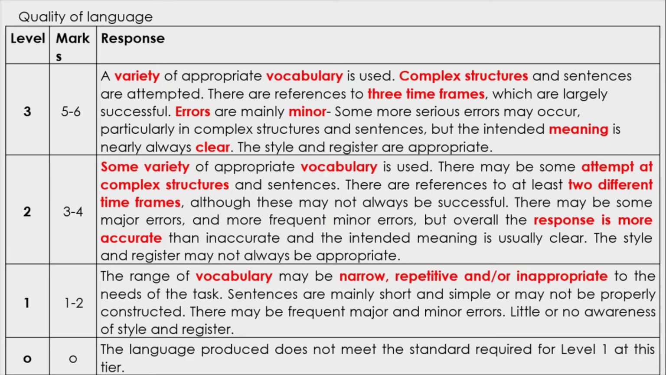Talking about quality of language, you'll be getting 6 points here. A variety of appropriate vocabulary is used, complex structures and sentences are attempted. There are references to 3 time phrases, which are largely successful. Errors are mainly minor here. Some more serious errors may occur, particularly in complex structures and sentences, but the intent and meaning is nearly always clear. The style and register are appropriate.